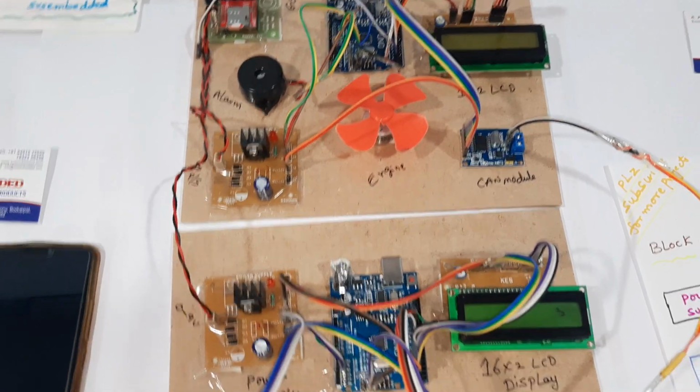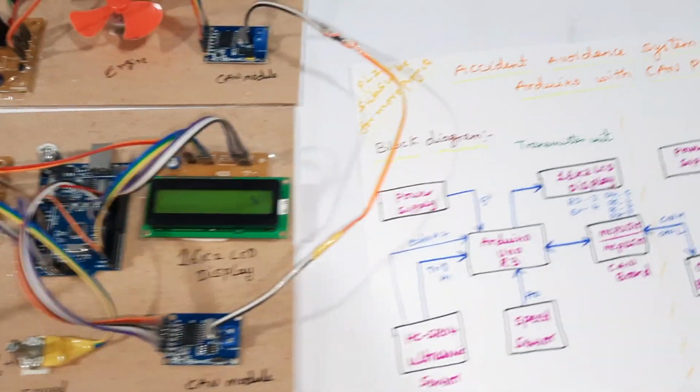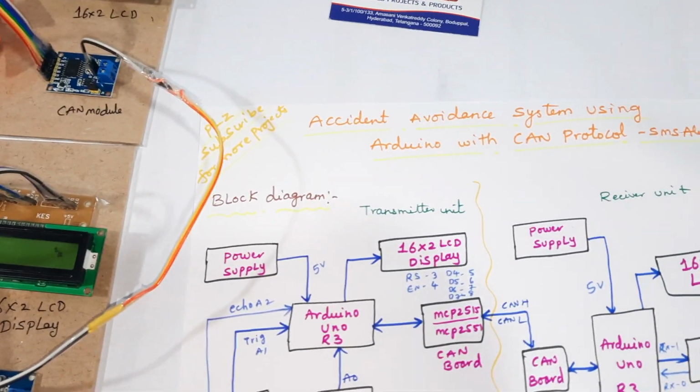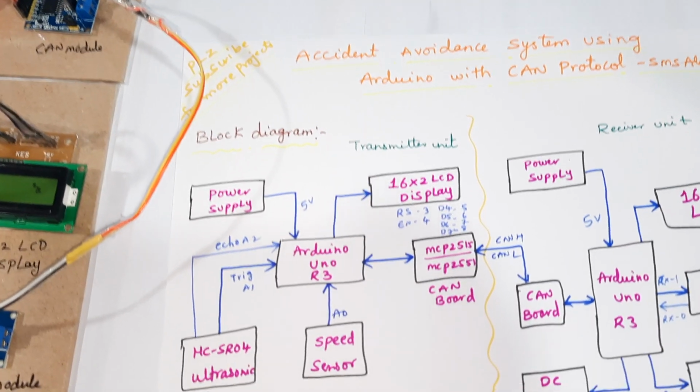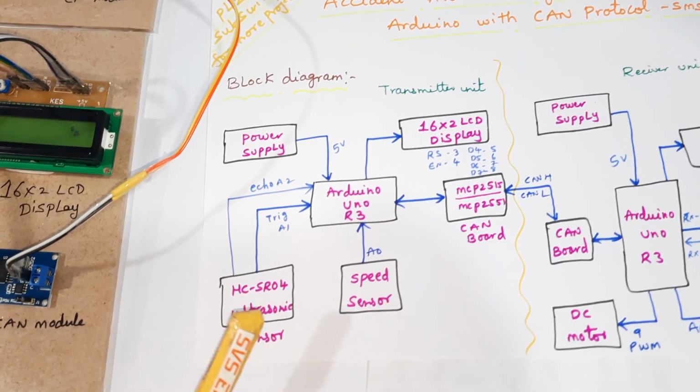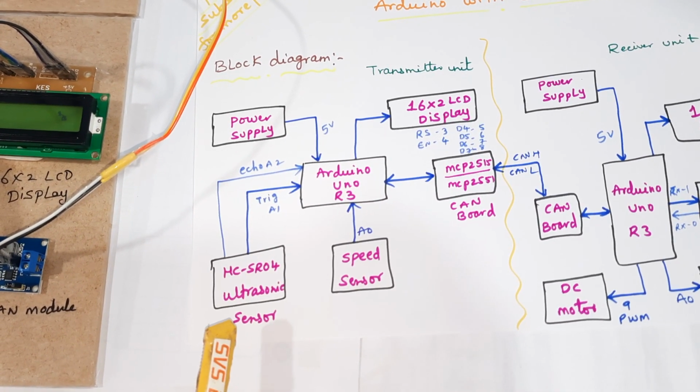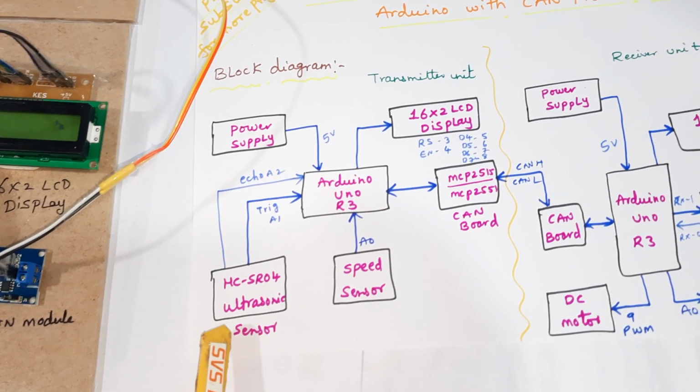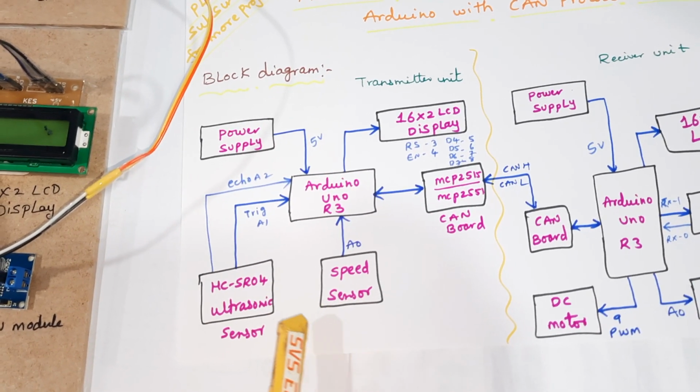The project title is Accident Avoidance System using Arduino with CAN protocol implementation. Here we are using two sensors: an ultrasonic distance measurement sensor and a speed sensor.